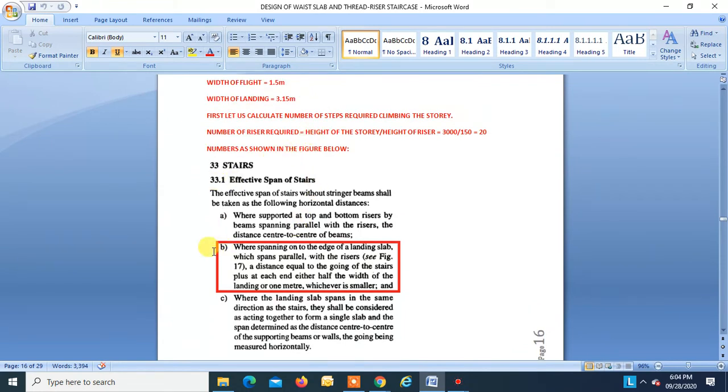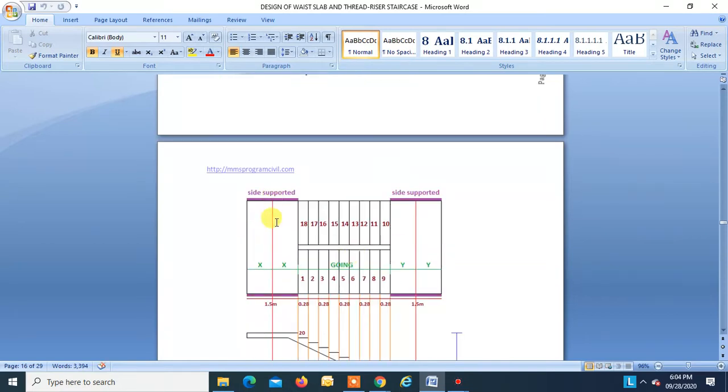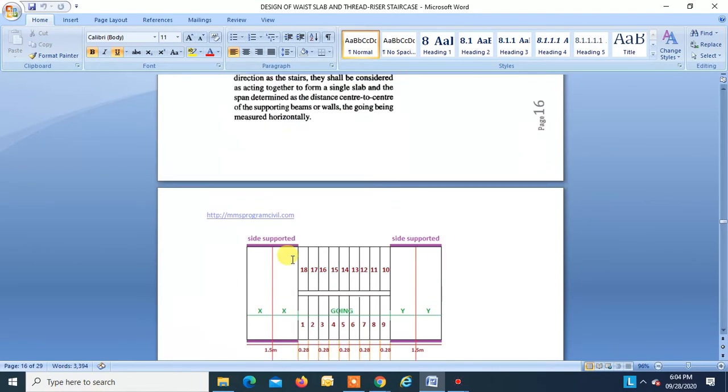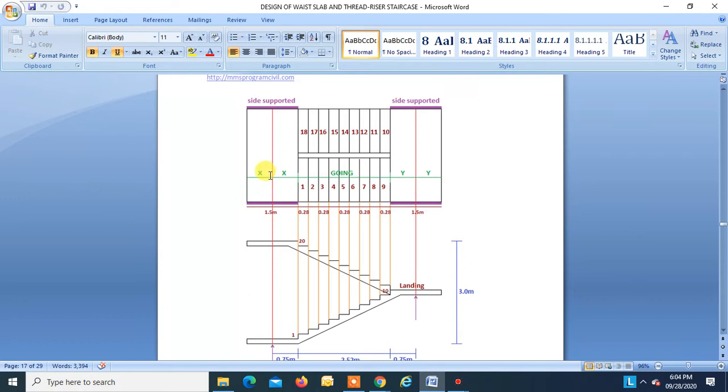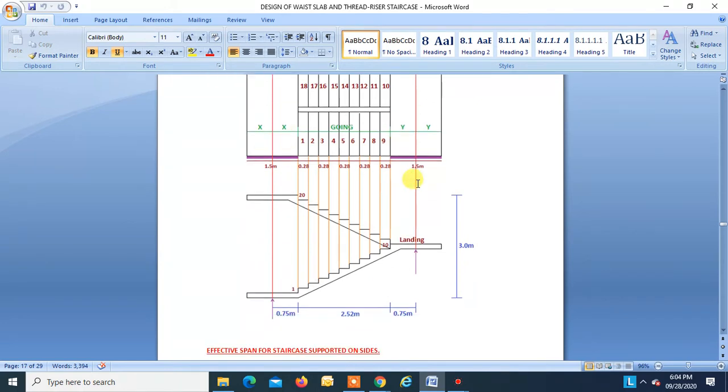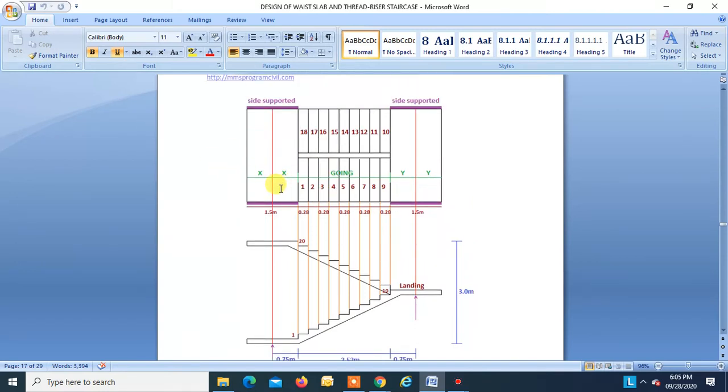Now effective span. Okay, we fall in this clause with the landing slab spanning parallel with the riser. Okay, the spanning of the landing is in this direction, which is parallel to the riser. So in that case, the effective span has to be taken from center to center of this landing. Right? So this is 1.5, this is 1.5, so this is 0.75, this is x, this is x, this is y, this is y, right? So in this case, this landing spans in this direction when you consider this flight. But when you are doing the design of landing, then it will span in this direction, right?